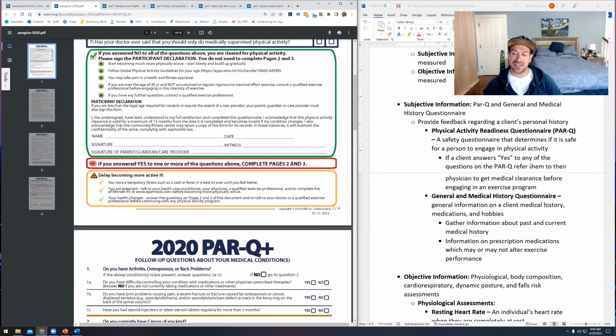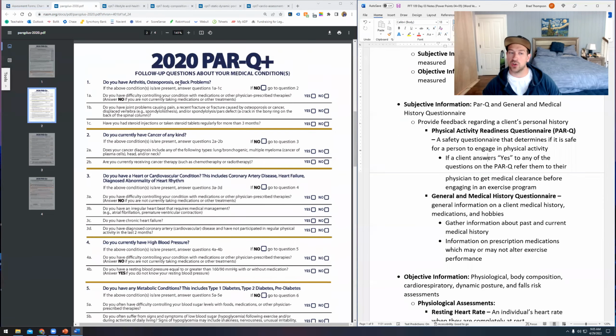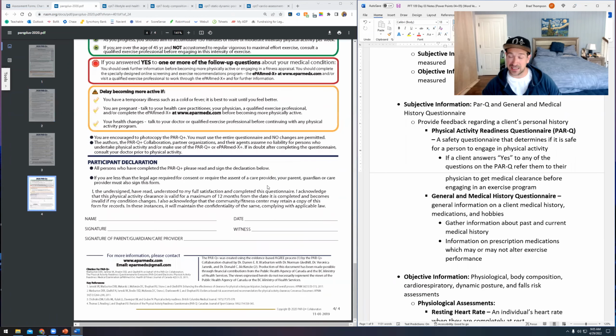But if they answer yes to anything on the PAR-Q, you're going to have them continue on to this next section down here, right? And it's just going to get much more specific about things. So now we'll go into arthritis or back problems. We'll go into different types of cancers. We're just going to get a question about pretty much any disease that might be out there that could be affected by an increase in physical activity.